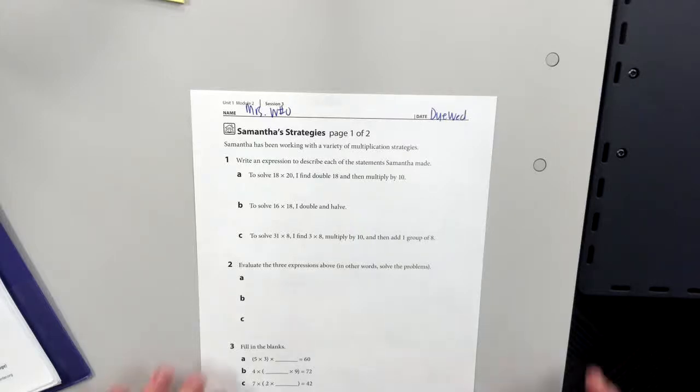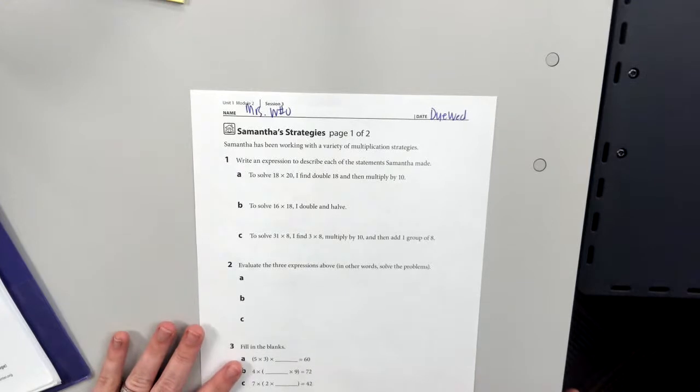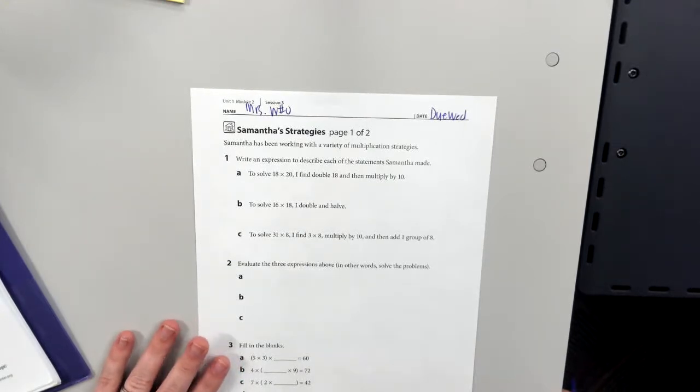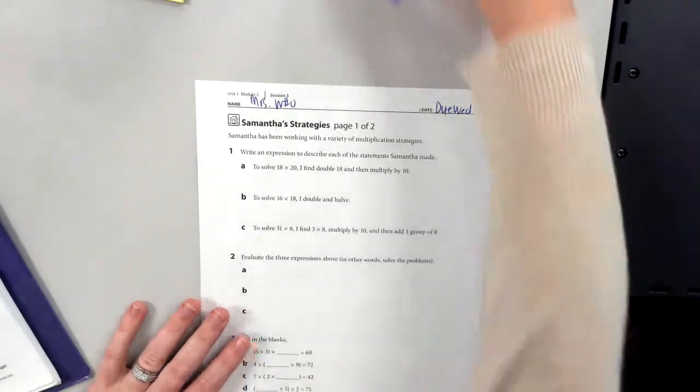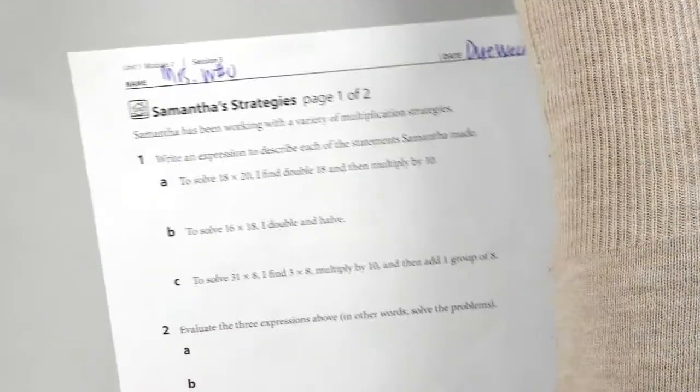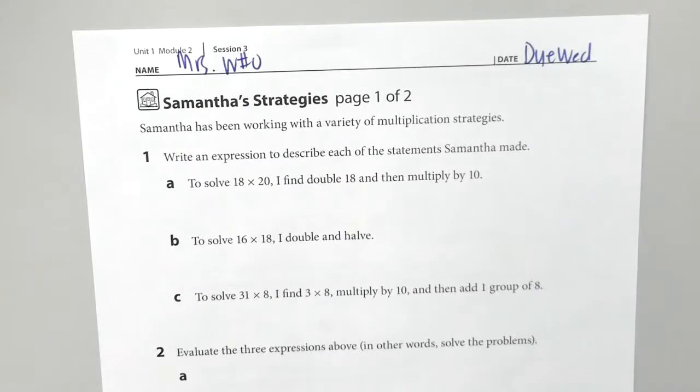Hi, fifth graders. Today we are going to work on home connection, page 7 and 8, titled Samantha's Strategies. Make sure that your name and number are up at the top. And I am going to start reading it for you.